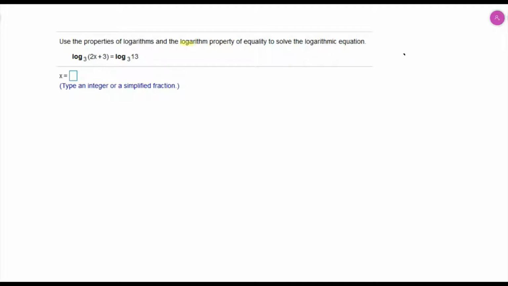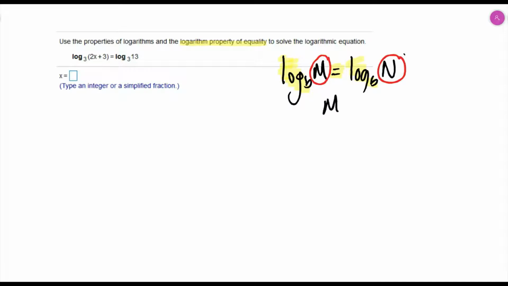Let's focus on this logarithmic property of equality. What this property says is if you have log base b of m equals log base b of n, focusing on the details here, we have an equation in which on both sides we have a log with the same base. So if we have this situation, this property tells us that what's inside the logs must be equal to each other. So therefore m must equal n.